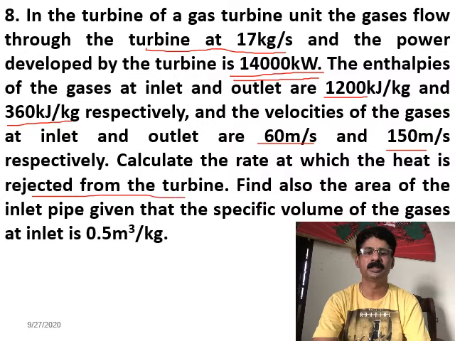In the previous problem we found the work. In this problem you have to find the heat rejected. Heat rejected already uses the term rejected, so I am expecting a negative answer for Q dot here. Also find the area of the inlet pipe, given the specific volume of the gases. That uses the continuity equation, which I will explain when I come to that point.